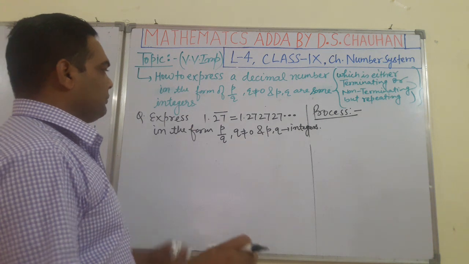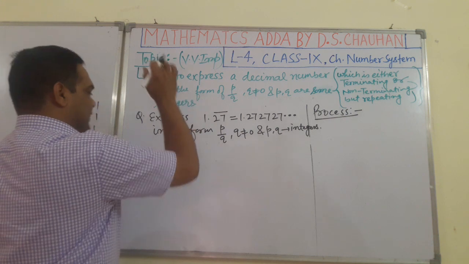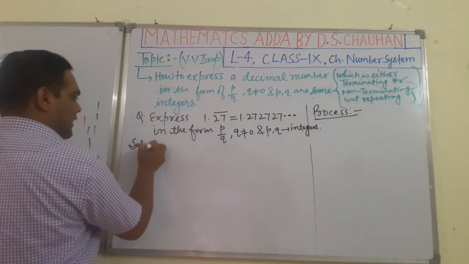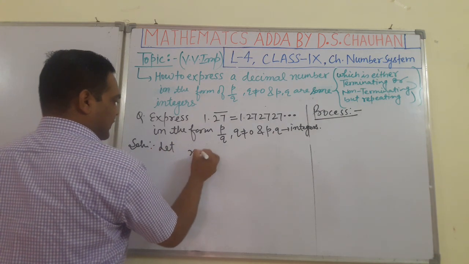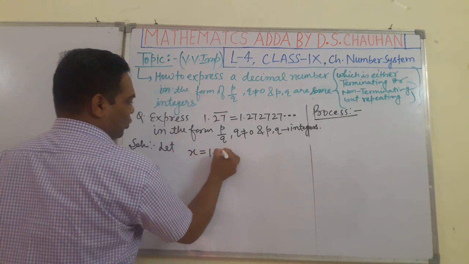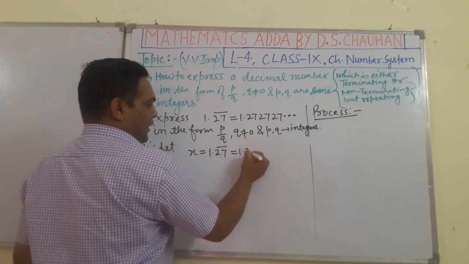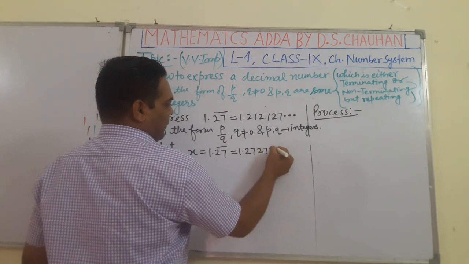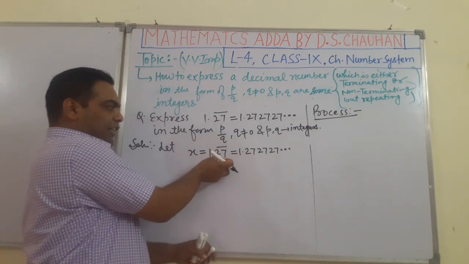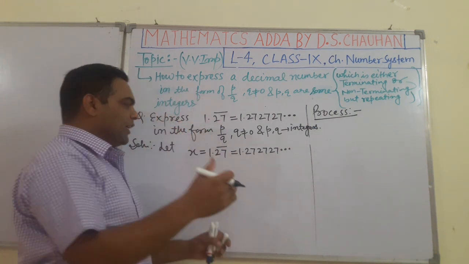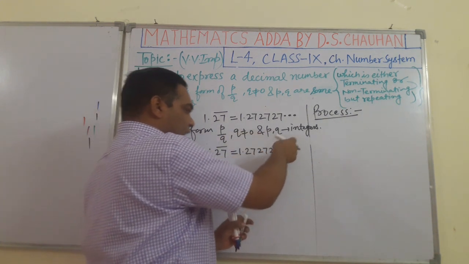First of all, you consider the given number equal to x. So the way of writing the solution, try to understand. Let x equal to 1.27 bar, which is here, students, 1.272727 and so on. Why is it so? Because here two digits, 2 and 7, are repeating. That's why we can write them continuously.